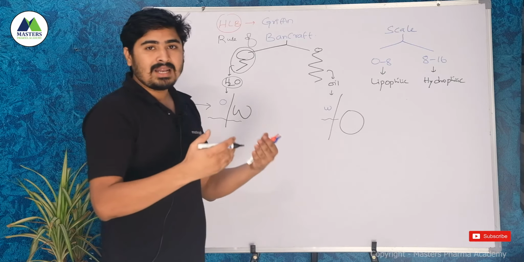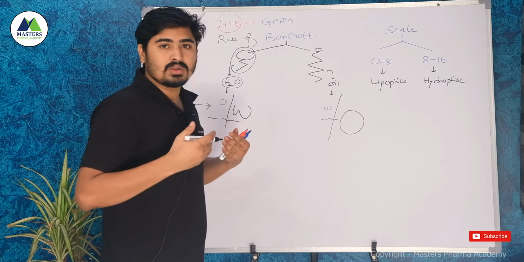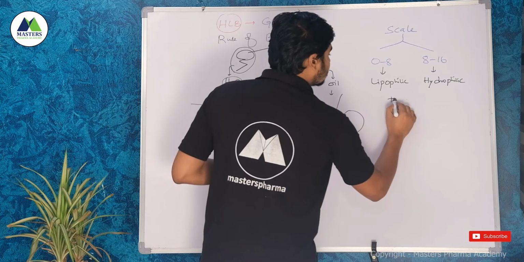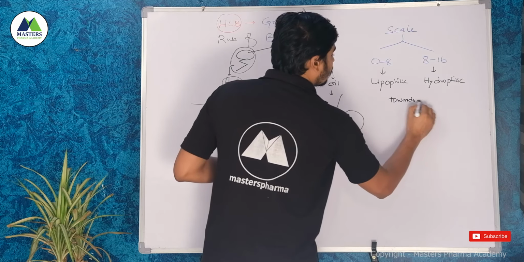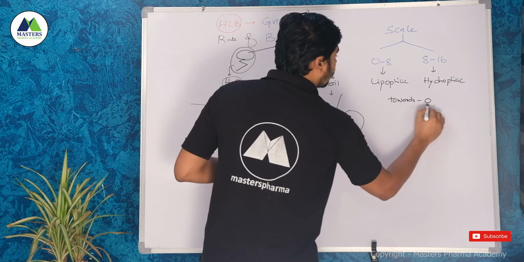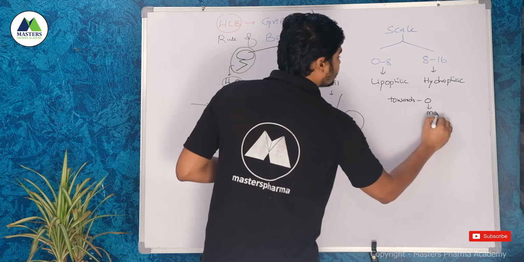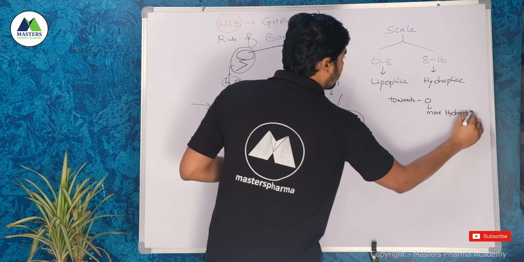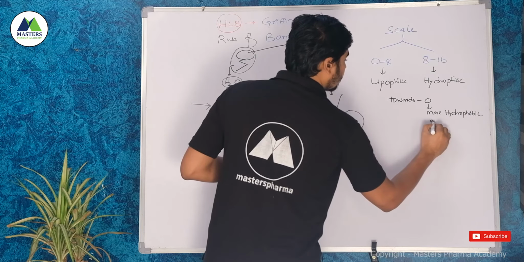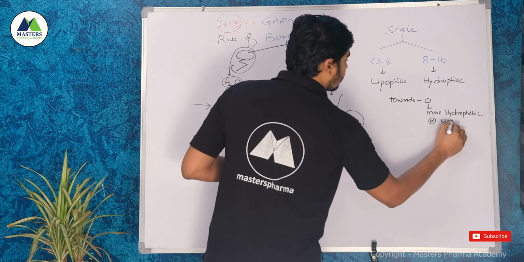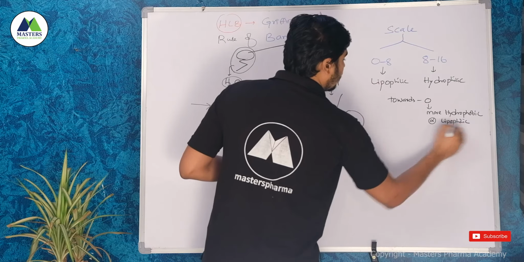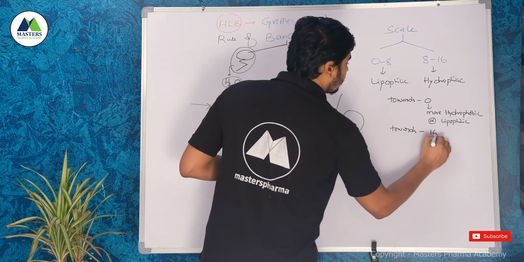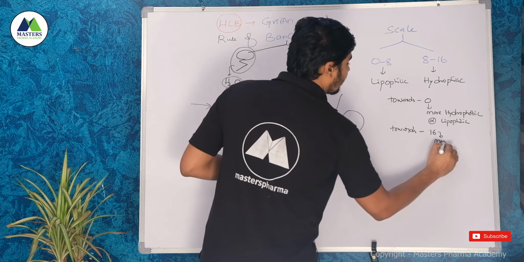That means on the balance, if you move towards 0, you will find more hydrophobic or lipophilic. Hydrophobic as well as lipophilic are similar. If you move towards 16, more hydrophilic.